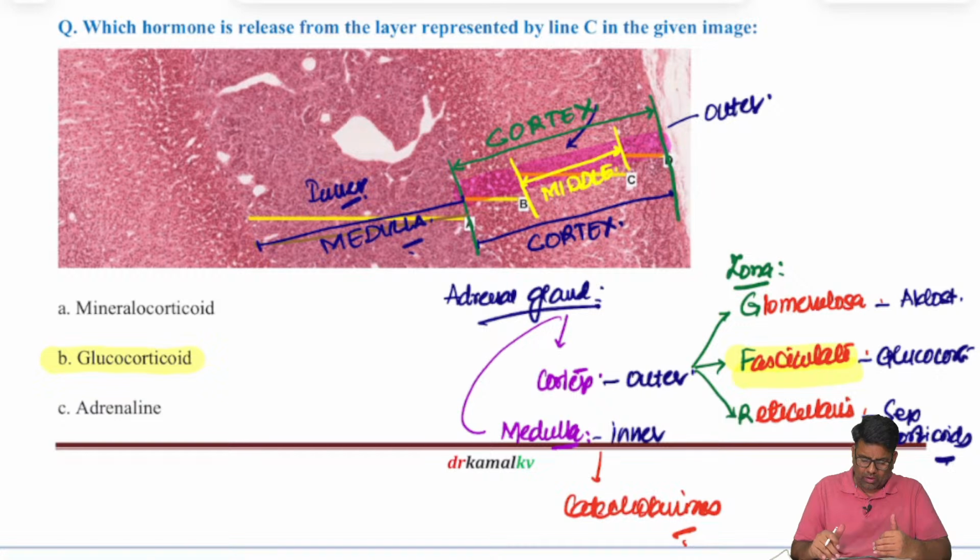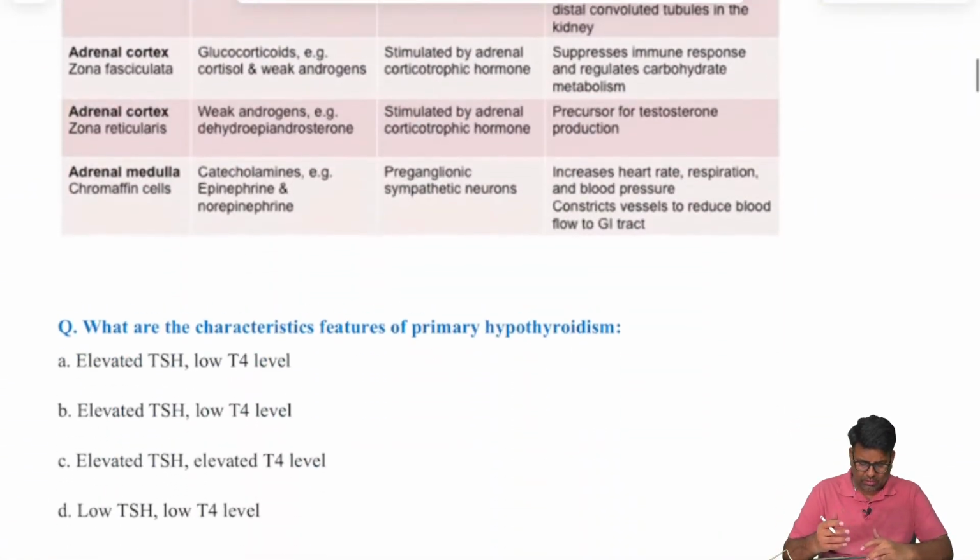So this is how, because most of you must agree that it is not easy for us to evaluate the histological slides that easily, right? But yes, if we can apply the theoretical concept, we can definitely reach a better answer, right? So this is how we can simply apply the concept about the layers and the hormones secreted from them, and based on this concept we could say yes, since the middle layer is zona fasciculata, the hormone produced from that is glucocorticoid, which will be the answer here. Perfect. So this is quite simple.